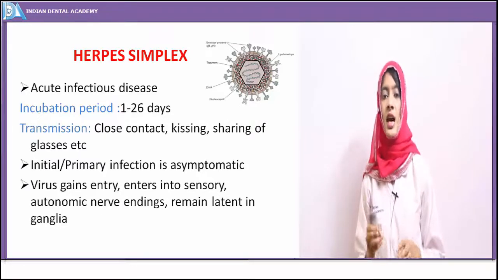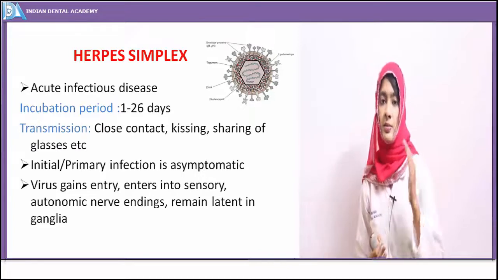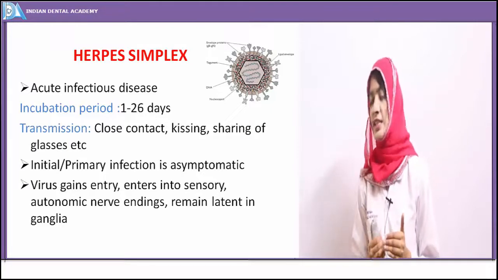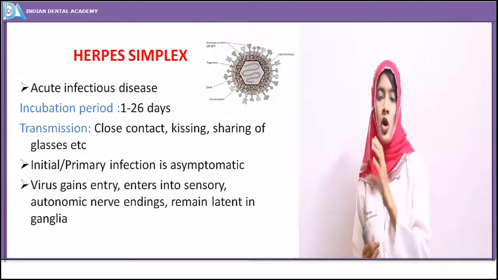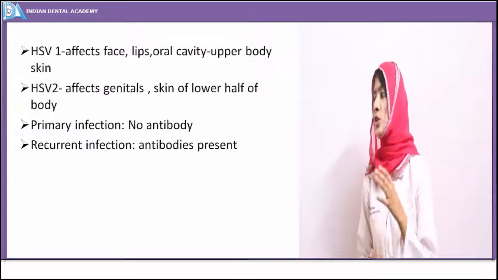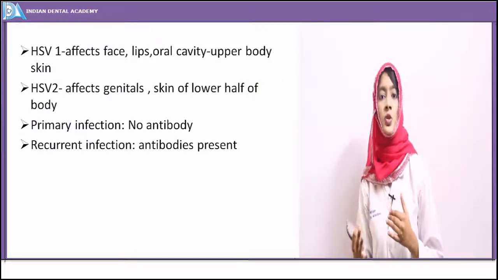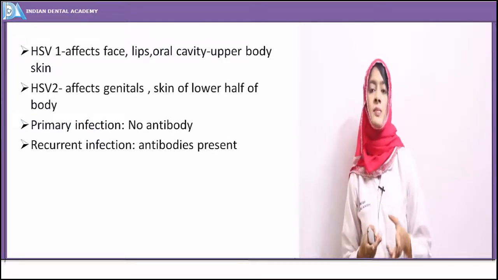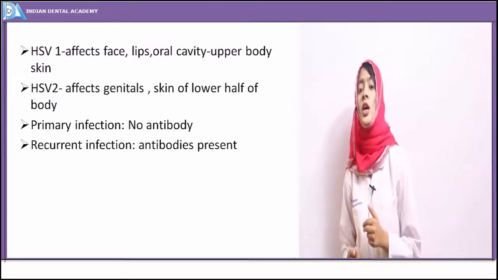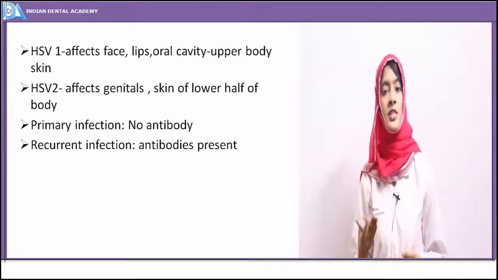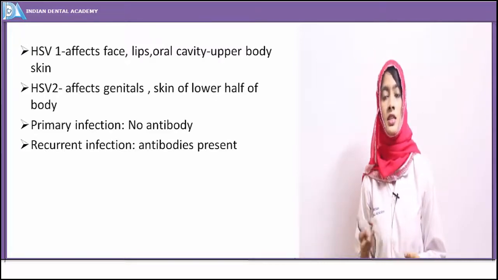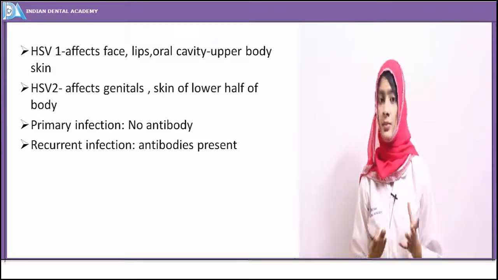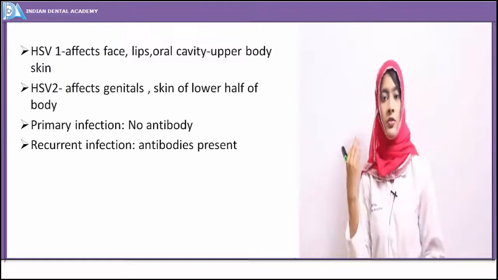Once the virus enters through a mucosal cut or abrasion, it remains latent or enters the sensory or autonomic nerve endings. The virus remains dormant or latent in the ganglia. Once the virus replication occurs, you can see the symptoms in the oral cavity. There are two types of herpes simplex virus, herpes simplex virus 1 and herpes simplex virus 2. Herpes simplex virus 1 typically affects the upper half of the body, specifically the face, lips, oral cavity, tongue, gingiva, palate, buccal mucosa.